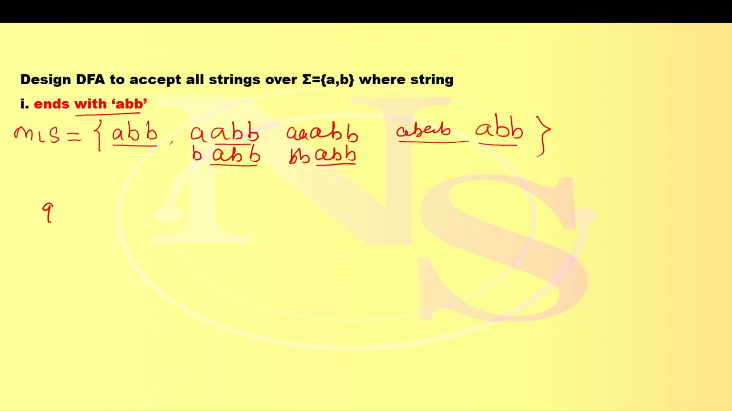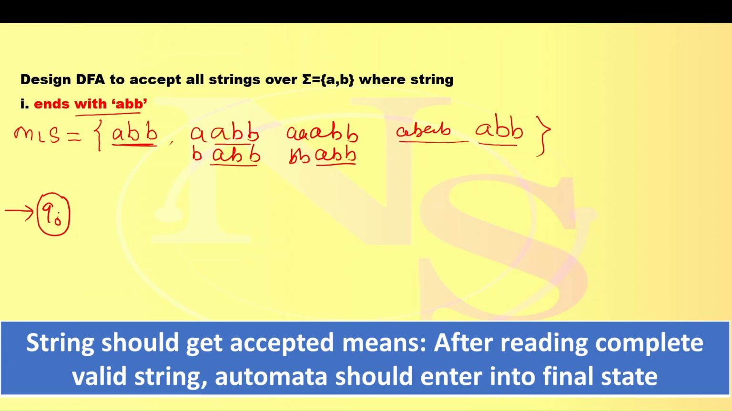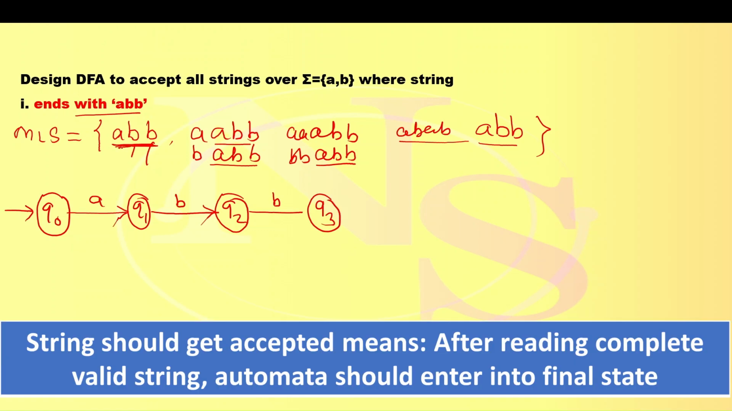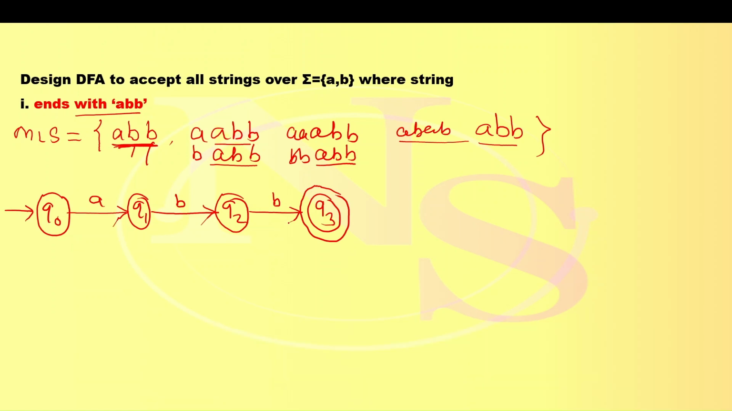Our first state is Q0. The first minimum length string is ABB. ABB should get accepted. One state reads one symbol at a time. So Q0 will read the A and go to the state Q1. Next symbol is B. Q1 reading B will go to the state Q2. Next symbol is B. Q2 reading B will go to the next state Q3. Here ABB should get accepted. It means that by completely reading ABB, the automata should go to the final state, hence making Q3 the final. So ABB is accepted.